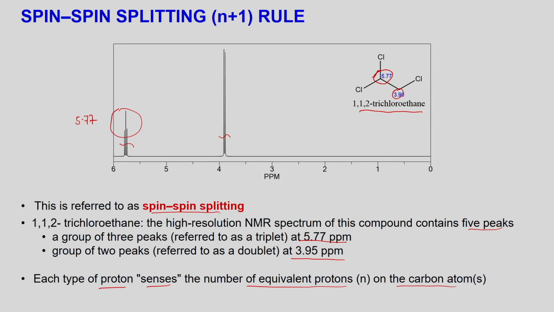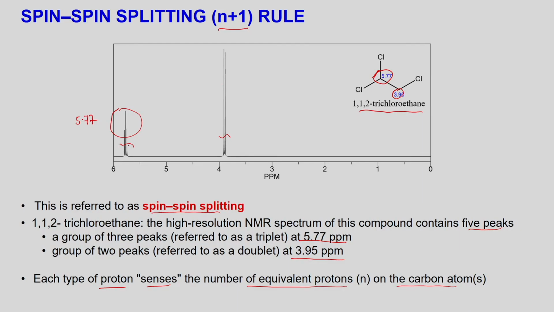They split by the n plus 1 rule. So what is this n? N means the number of nearby nuclei present around that referred proton. Whatever number of protons is present nearby, you add 1, and that gives the number of splittings for a particular peak. In this case n plus 1 is equal to 2, and in this case n plus 1 is equal to 3. So there is a single type of proton, n is 1, and here you have two different types of proton. What do we mean by a single type of proton and two different types? We will see in the next slide.